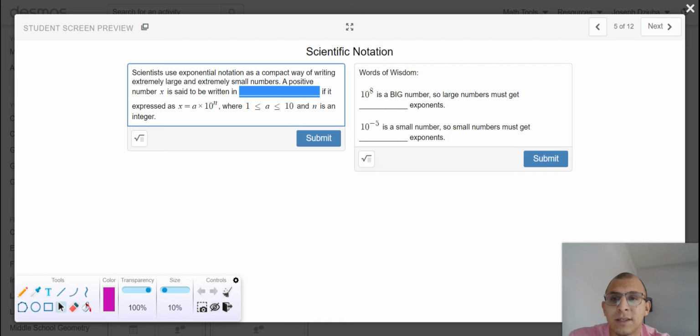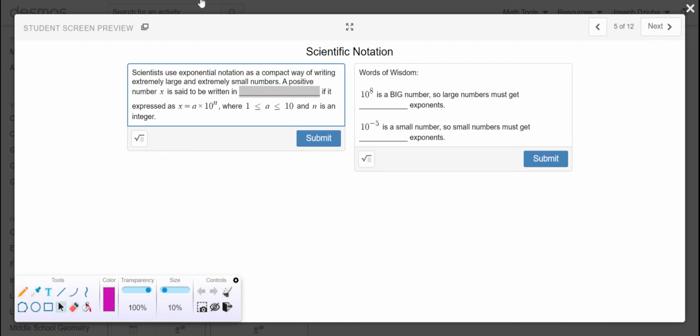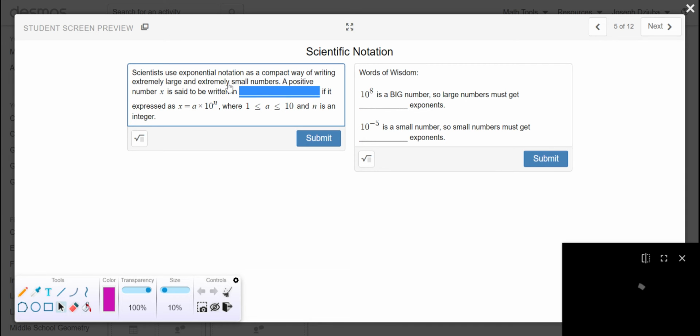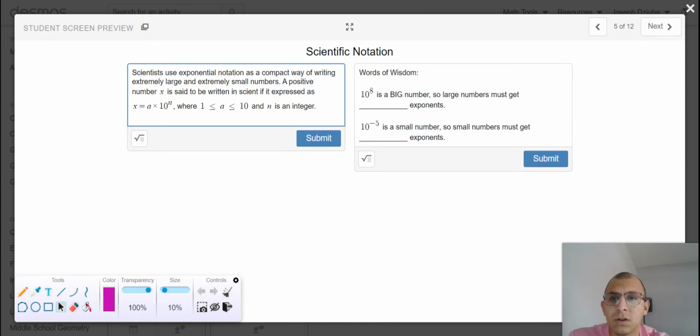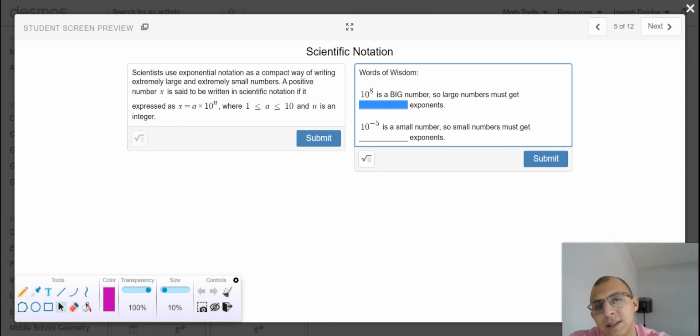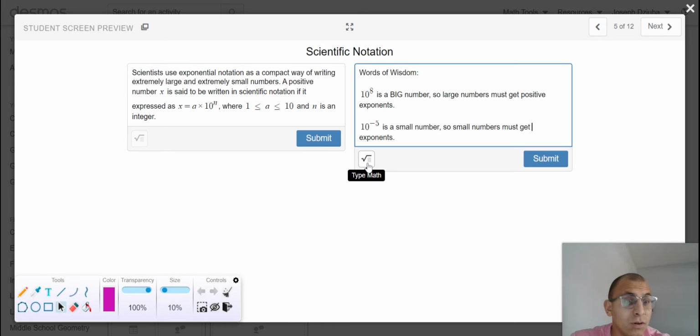A positive number x is said to be written in scientific notation if it is expressed as x equals some value times 10 to the n, where the exponent is nothing more than an integer and this constant is a value between 1 and 10. Some words of wisdom: 10 to the 8th is a big number, so large numbers must get positive exponents, whereas 10 to the negative 5th is a small number, therefore small numbers must get negative exponents.